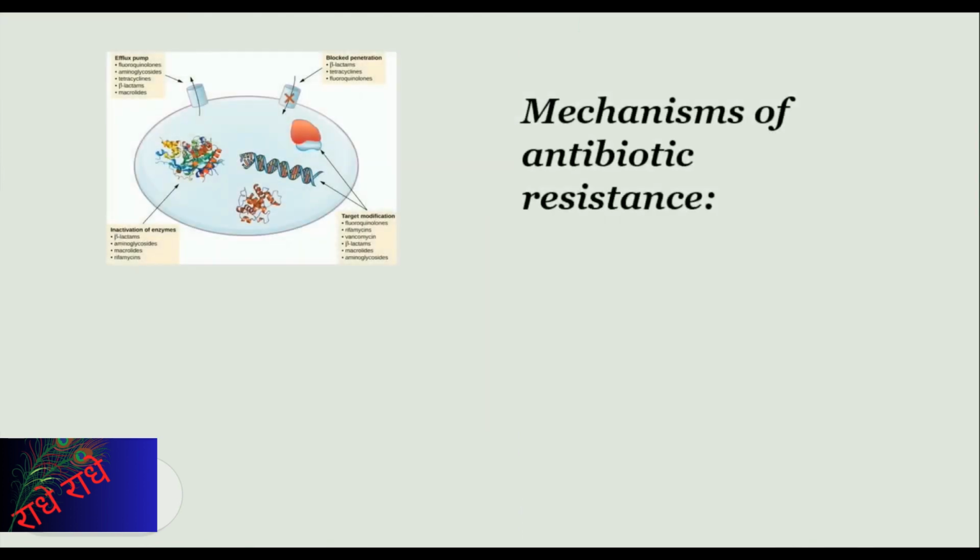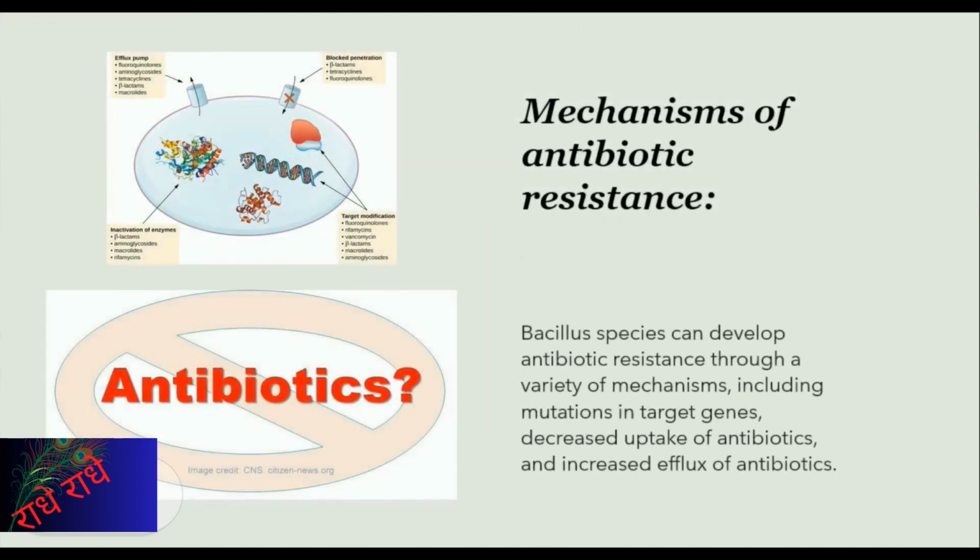In order to effectively manage the treatment of infections, it is important to understand how antibiotic resistance occurs within a bacterium. Resistance can develop through a range of mechanisms, such as mutations affecting target genes, decreased uptake of antibiotics, and increased efflux pumps blocking the entrance of antibiotics.